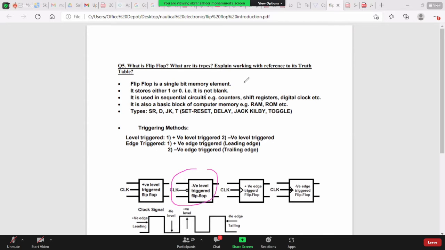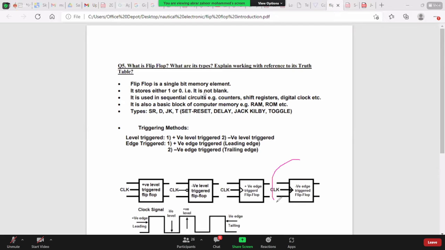Next is the edge triggered. In that we are having two types. That is positive edge triggered, that is known as leading edge. This is a symbol for the positive edge triggered. So here we are having an arrow and these two inputs and these two outputs. Positive edge triggered means when the clock changes from 0 to 1, that time we get change in the output. This is the positive edge, when it is going from 0 to 1.